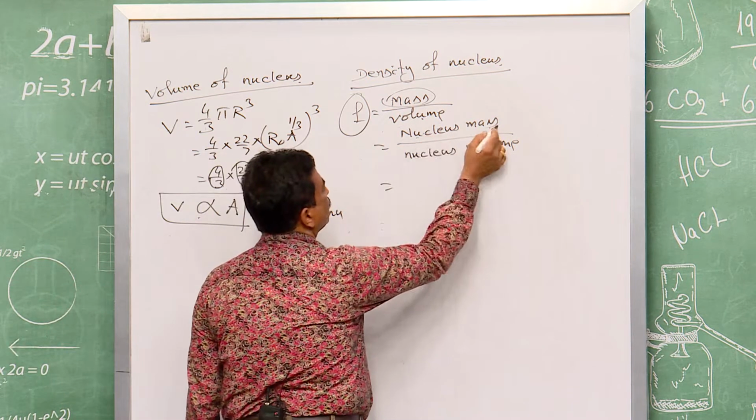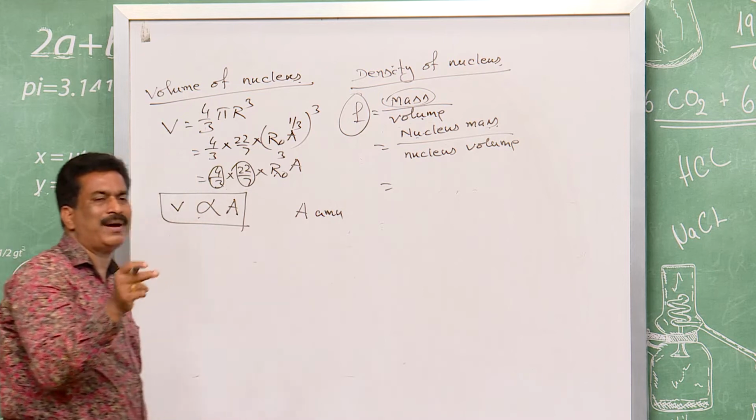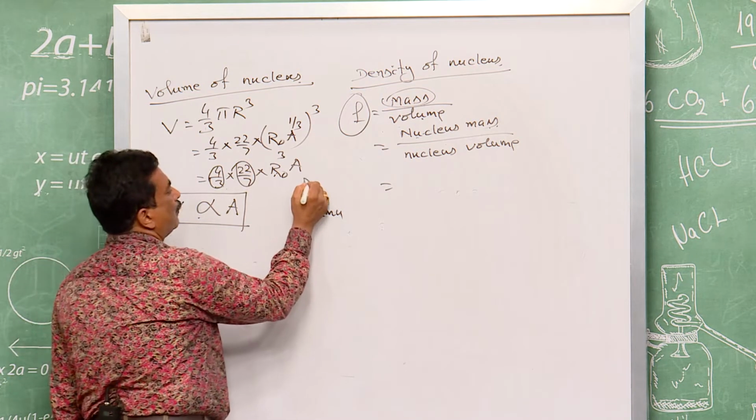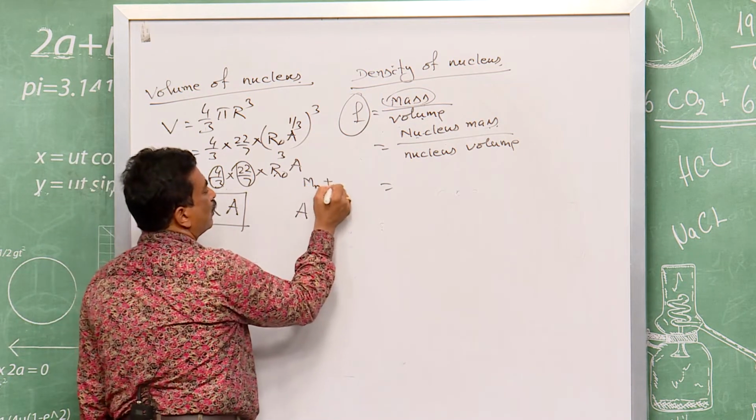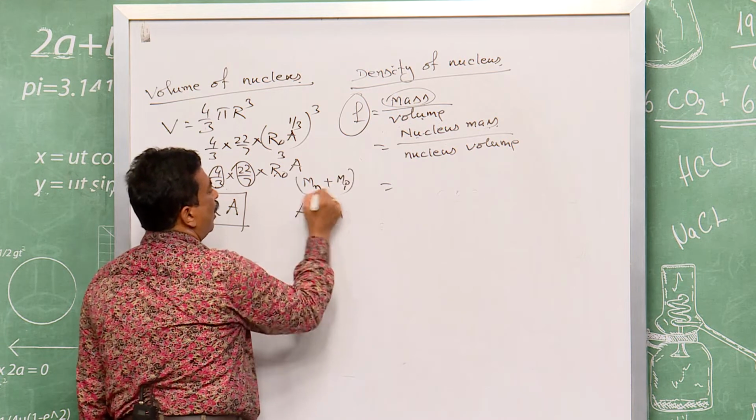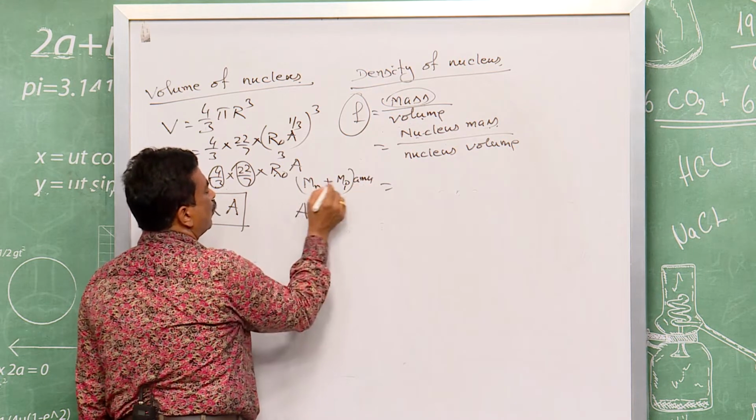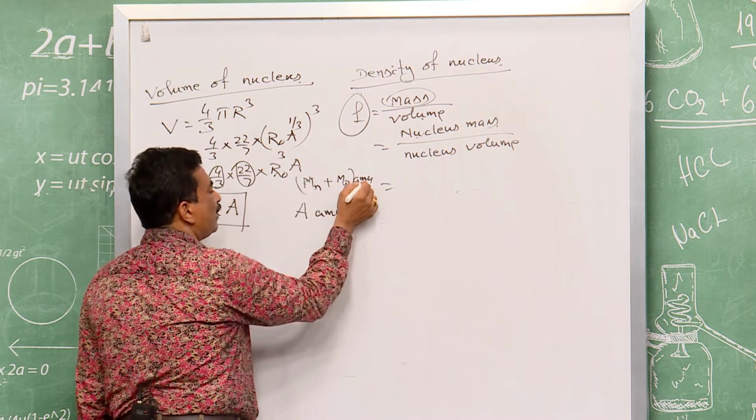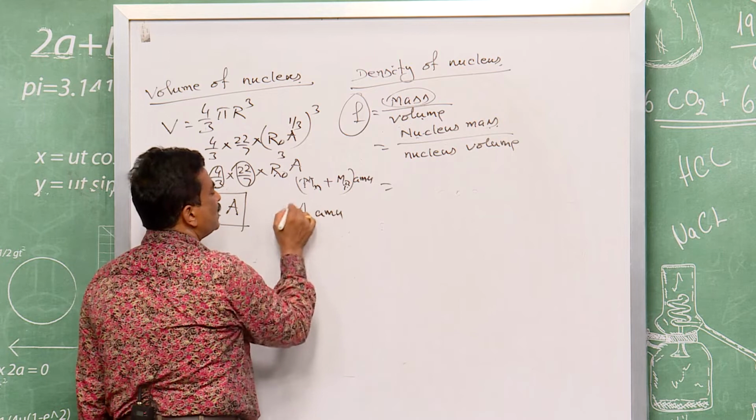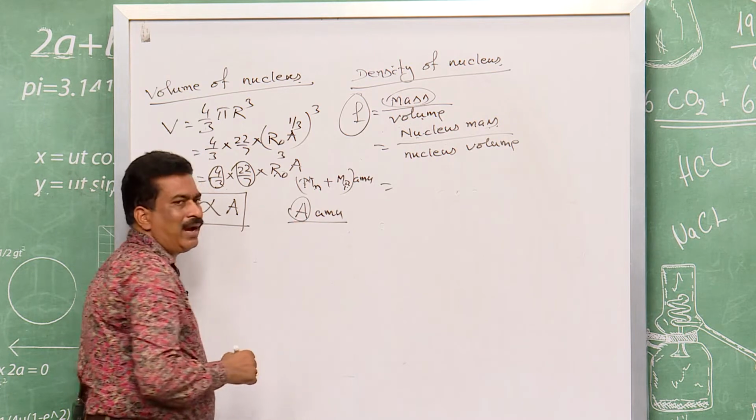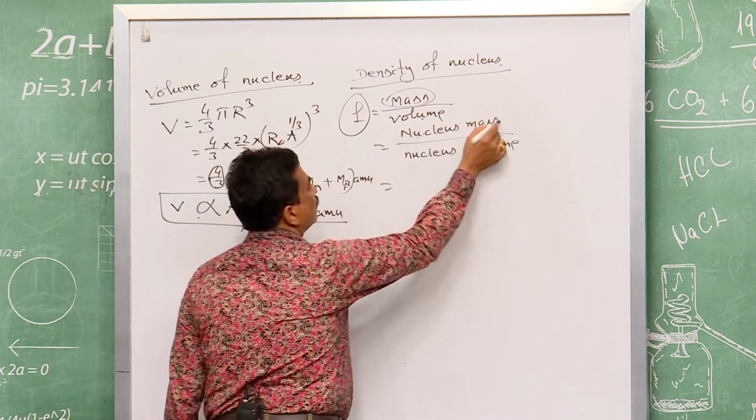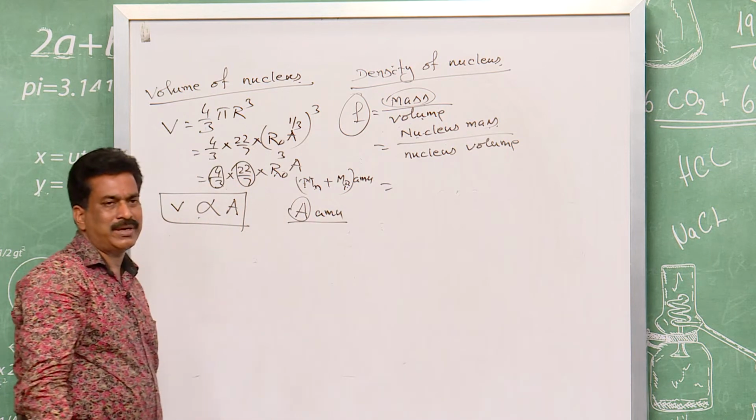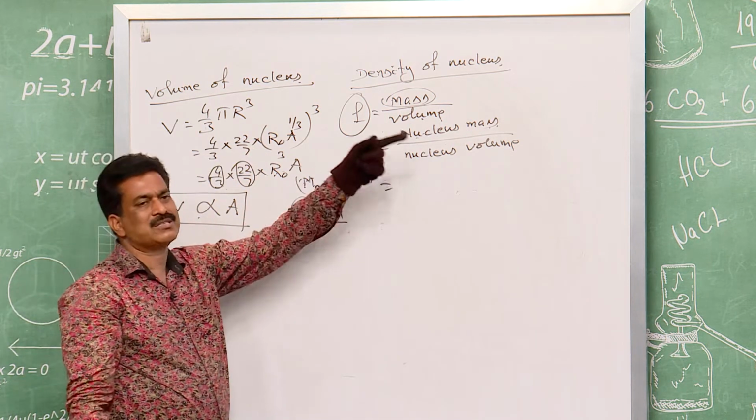Nucleus mass means the proton mass plus neutron mass. Proton mass Mp, neutron mass Mn, times A mu. So, Mn plus Mp is equal to A. So, A mu is equal to the nucleus mass. Are you clear, my students? Nucleus mass means the mass of a nucleus.